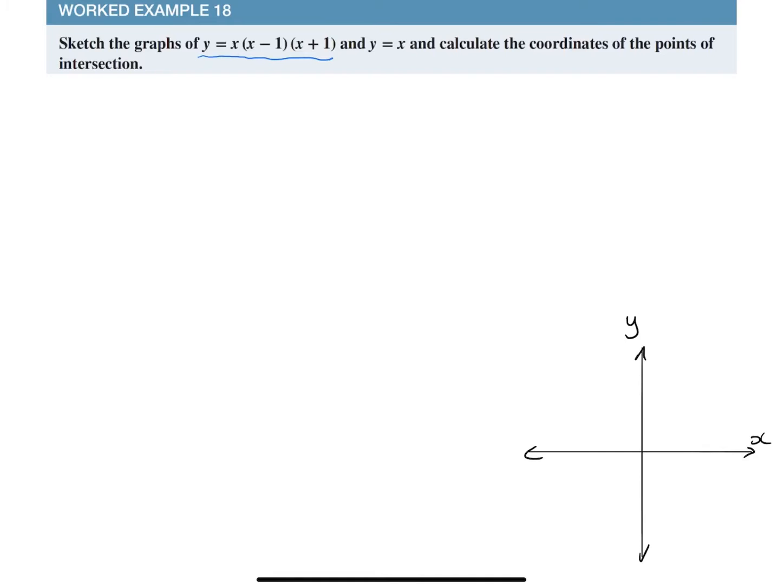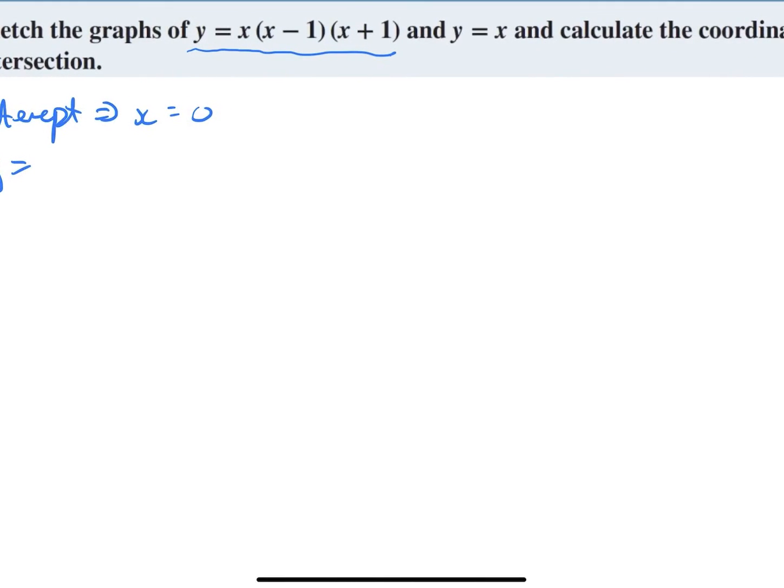It's a cubic graph because I've got an x multiplied by x multiplied by x. It gives us an x cubed. Okay, so I'm going to say my y-intercept is where x equals 0, which means y equals, I'm just going to make it a little bit bigger and I can make it smaller again at the end. y equals 0 times (0 minus 1) times (0 plus 1). Anything times 0 is 0, so the y-intercept will be at 0.